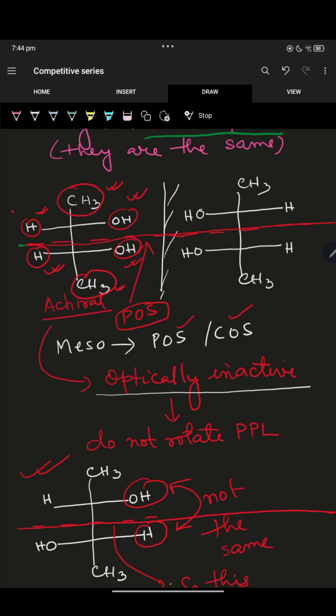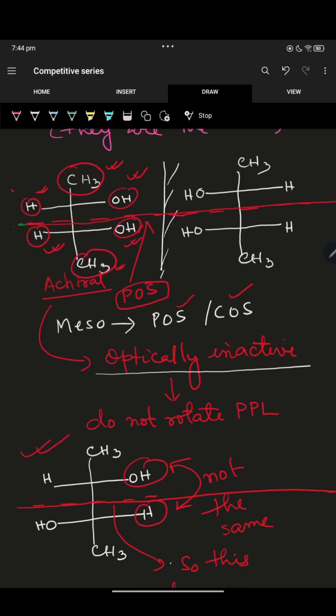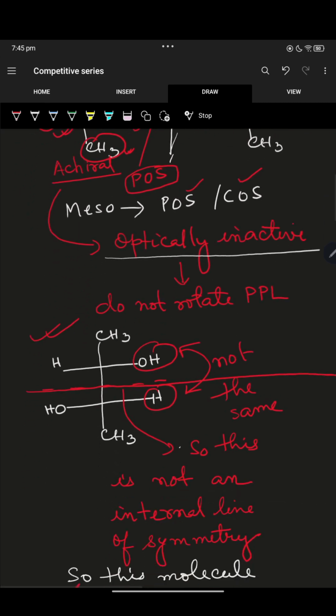On account of which it is a chiral compound in spite of having chiral centers. It has two chiral centers, can have even more number of chiral centers, but if it has any internal element of symmetry, internal plane of symmetry or center of symmetry, it becomes achiral, optically inactive, and it becomes a meso compound. Since it is optically inactive, it does not rotate the plane polarized light.